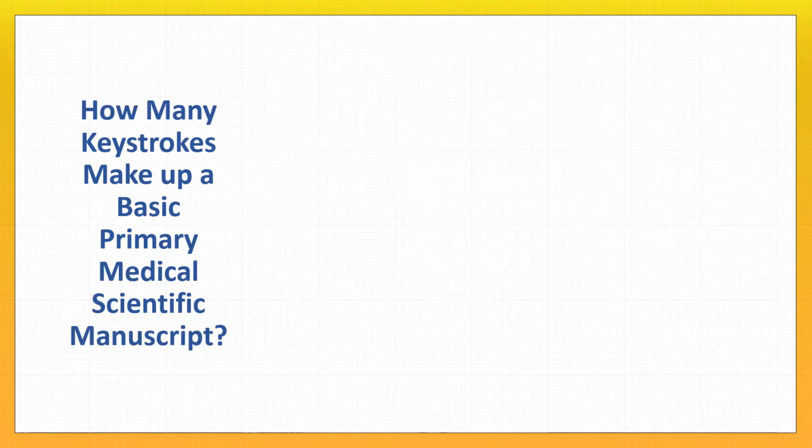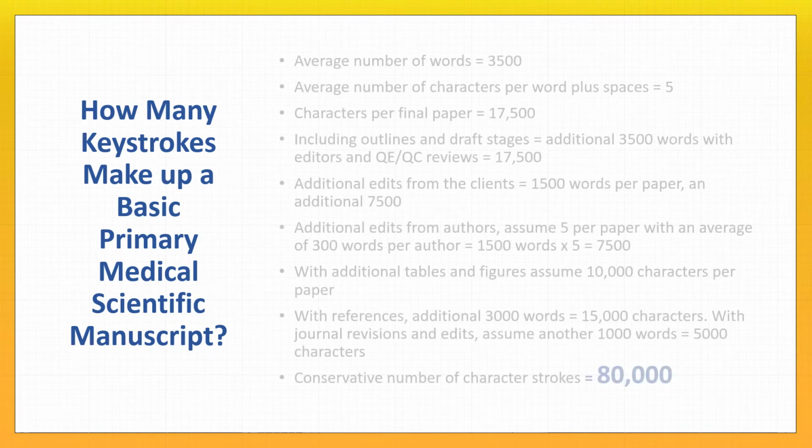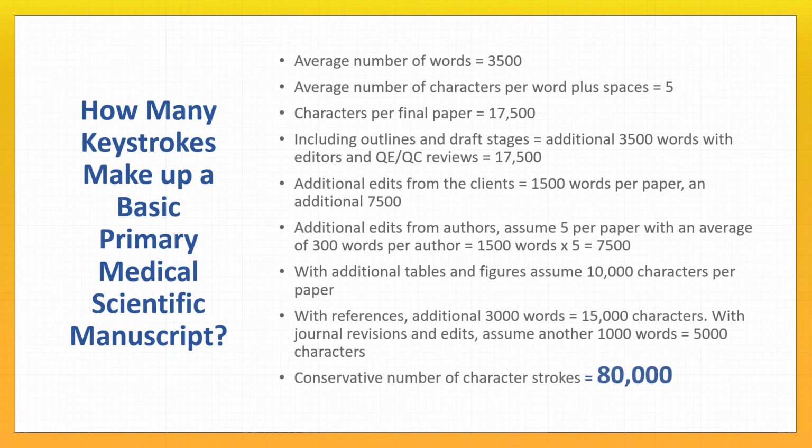To begin with, it's an interesting exercise to calculate how many keystrokes go into preparing and producing a basic primary medical publication. We estimate that on an average peer-reviewed publication of, say, 3,500 words, with an average number of characters per word, with spaces, of 5 to 6, that makes a total number of characters in a final publication of 17,500. But the story doesn't end there.